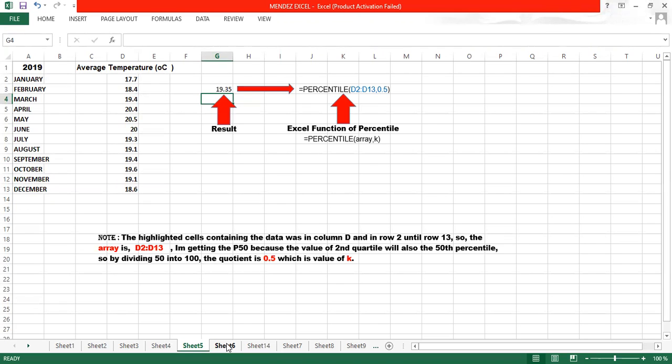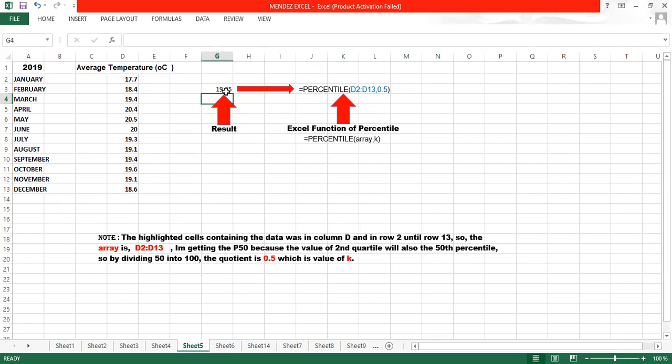Or we may also use equals QUARTILE, open parenthesis, D2 to D13, comma, 2, then close parenthesis. They both give the same result. So our Excel function is equals PERCENTILE, open parenthesis, D2 to D13, comma, 0.50, then close parenthesis. Or we can use equals QUARTILE, open parenthesis, D2 to D13, comma, 2, then close parenthesis. I will show you the actual computation.